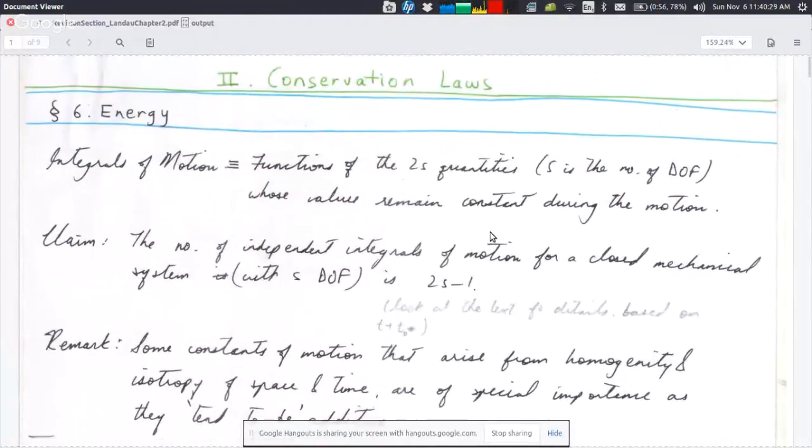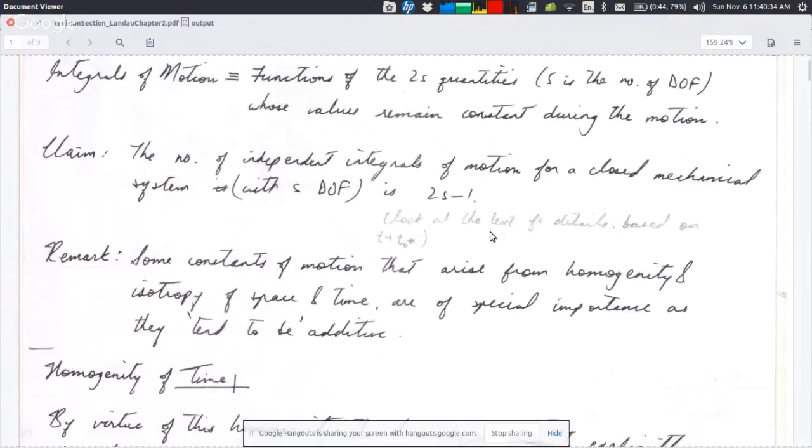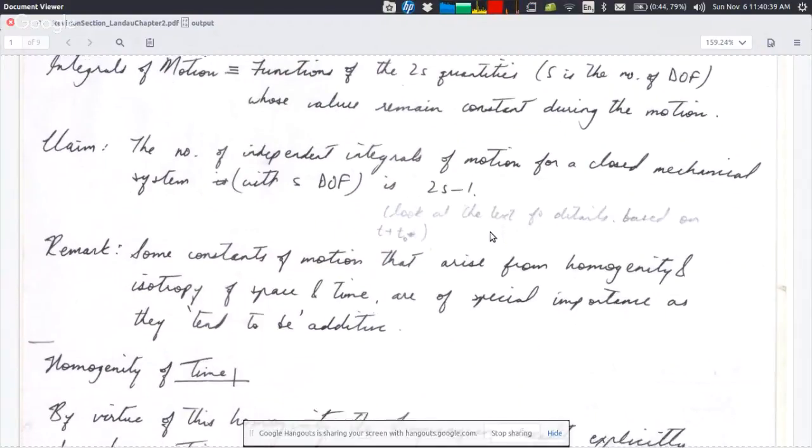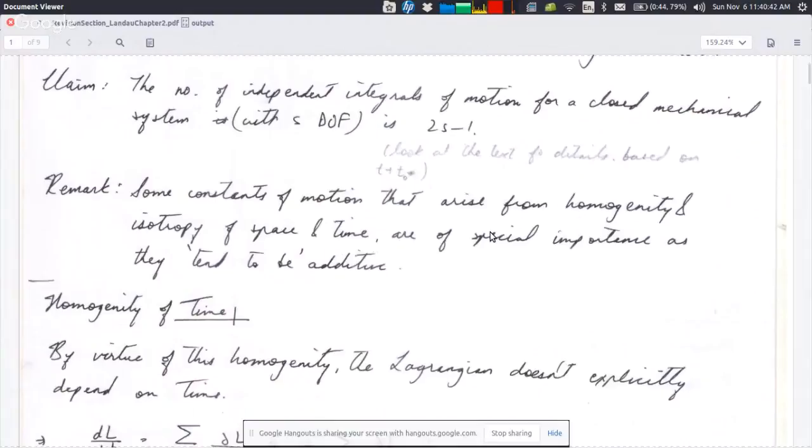So we were looking at energy. We defined what are called integrals of motion. These will be the 2s quantities that you get as constants during the motion by solving the differential equation. And the claim was that the number of independent integrals of motion for a closed system with s degrees of freedom is 2s minus 1.